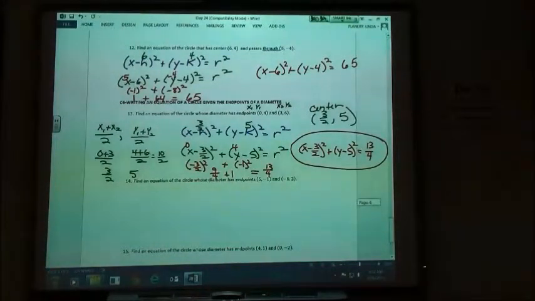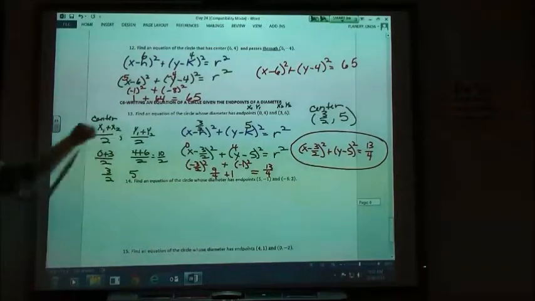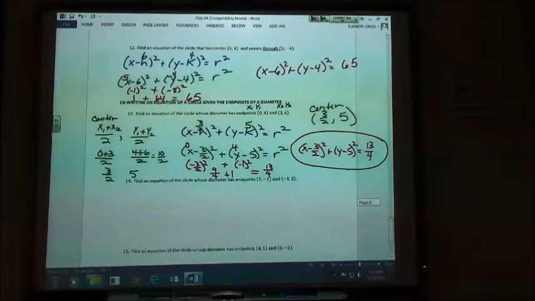All right, so number 14, find the equation of the circle whose diameter has the ends 5, -1, and -6, -2. First thing we're going to do is find where that center is by finding the midpoint. So if I'm going to find my midpoint, I'm going to add my x's and divide by 2, add my y's and divide by 2. So what should I do?